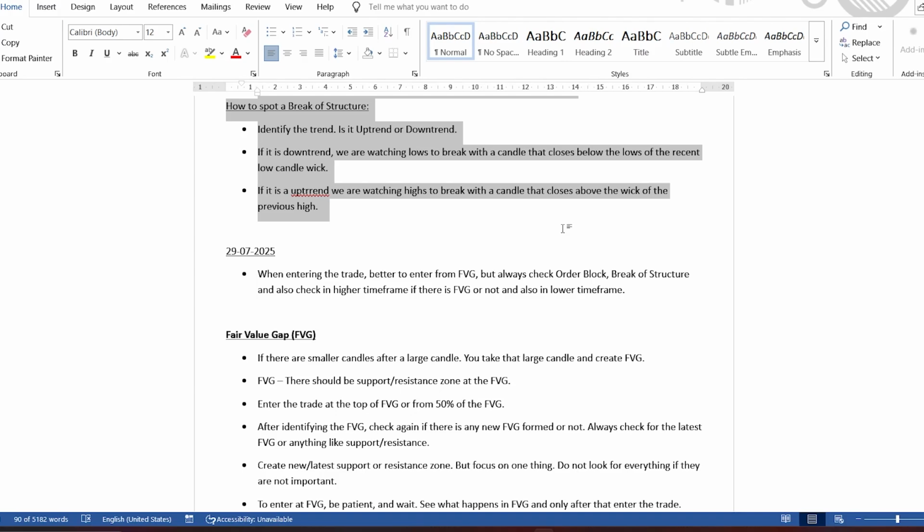So fair value gap. What is fair value gap? We may discuss it in another video also. So here you can see that when entering the trade, it is better to enter from FVG, the fair value gap, but always check order block, break of structure, and also check in higher time frame. Nothing else matters at all. But when you draw the FVG, you check in higher time frame also.